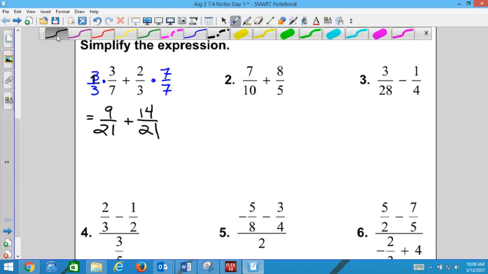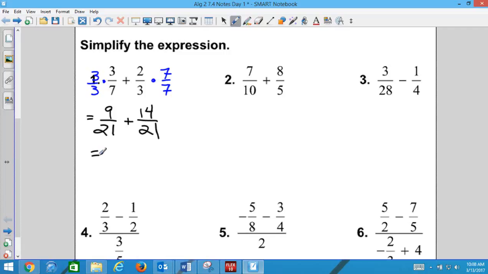Okay, then when we add, we keep the like term. If I'm adding 9 21s plus 14 21s, I now have 23 21s. Which is an improper fraction, but I'm not going to do extra work that I don't have to. And if we ever needed 23 21s to do other things with, it would be most efficient to leave it as an improper. Don't change it unless you have to. Don't change it.